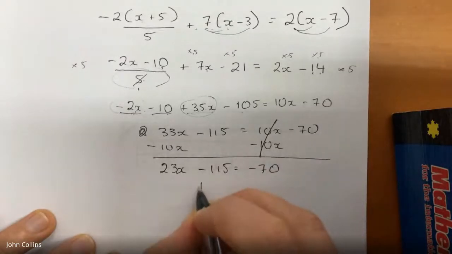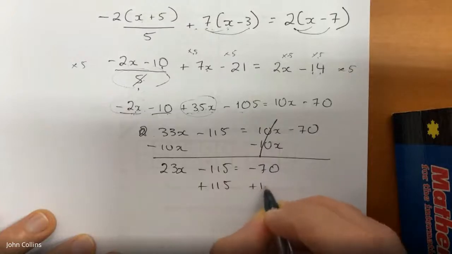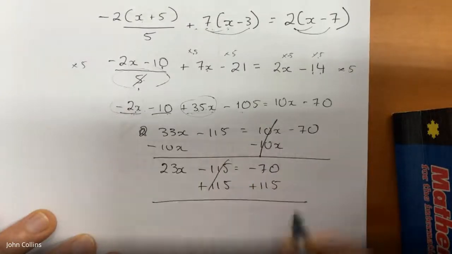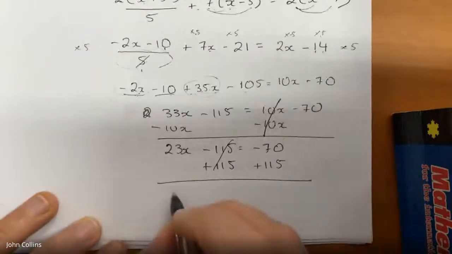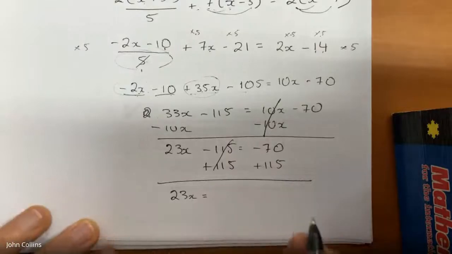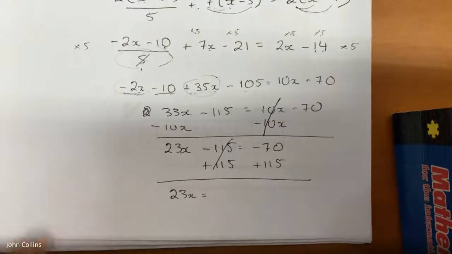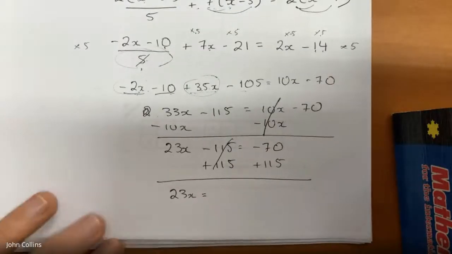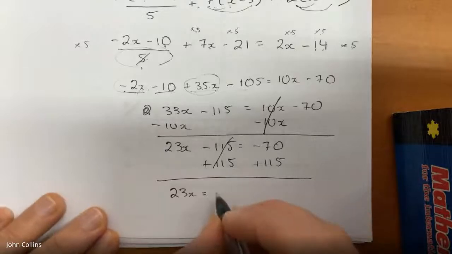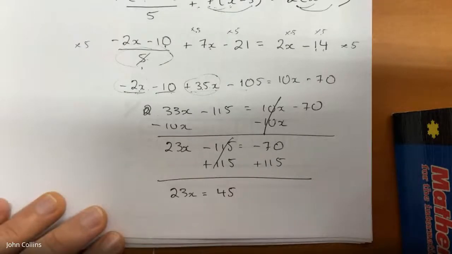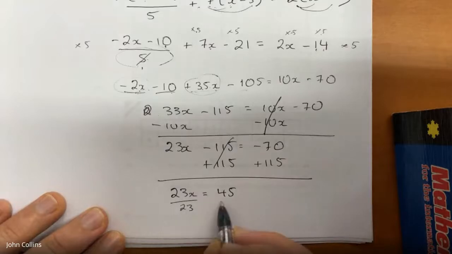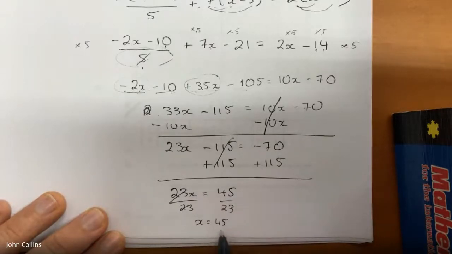Add 115 to both sides to get rid of the negative 115 here. It cancels out. 23x is, well, 115 take away 70, going to be 45. Final answer then, divide both sides by 23. And we have x is equal to positive 45 over 23.